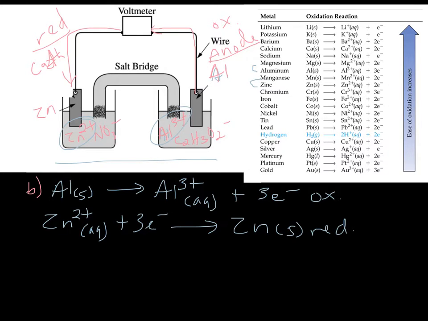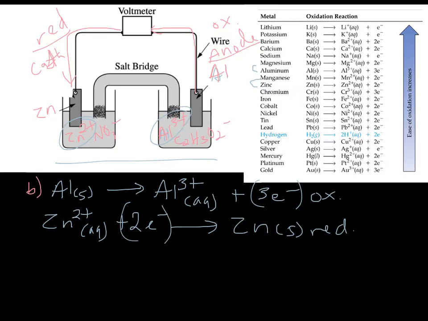Now, to write the overall reaction, this is incorrect here. Zinc is going to receive 2 electrons because it can't receive 3 electrons and go to zinc solid. It can only receive 2 electrons. So now I have an imbalance in my electrons here. Since I wasn't given any information about acidic or basic solution, I simply do a very simplified balancing or writing the overall reaction here.